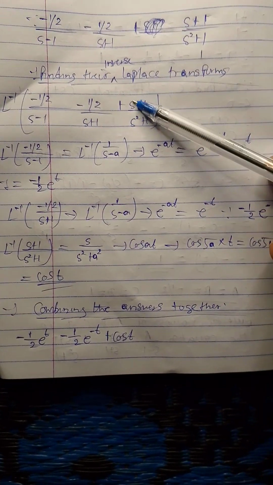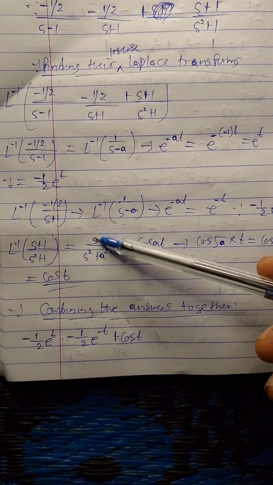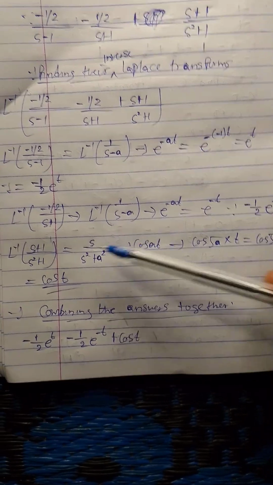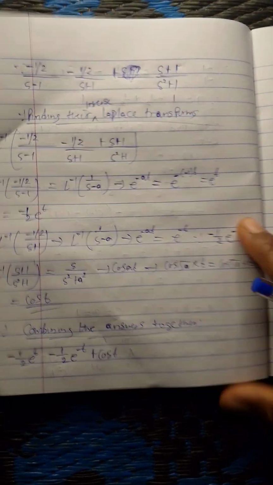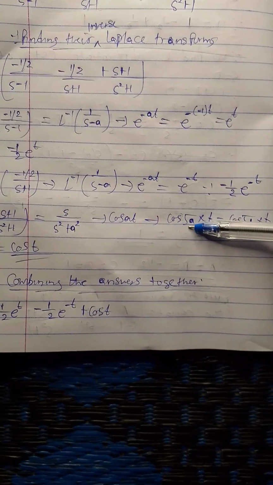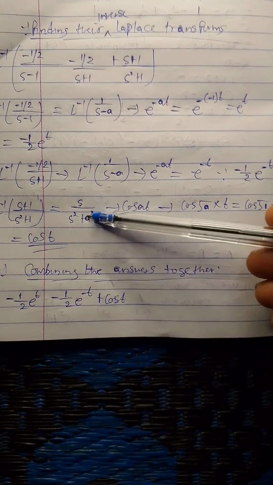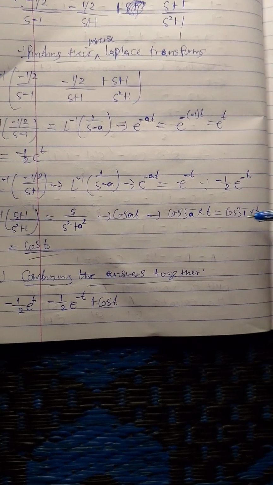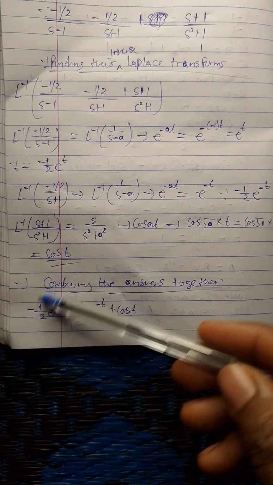Now, Laplace inverse of s plus 1 over s squared plus 1. You know that this thing is in the form of s over s squared plus 1, which is in the form of cos at. So that becomes cos square root of a squared times t. This a squared is 1, so that becomes square root of 1 times t. Square root of 1 is the same thing as 1. So that becomes cos t. And so combine the answers together.